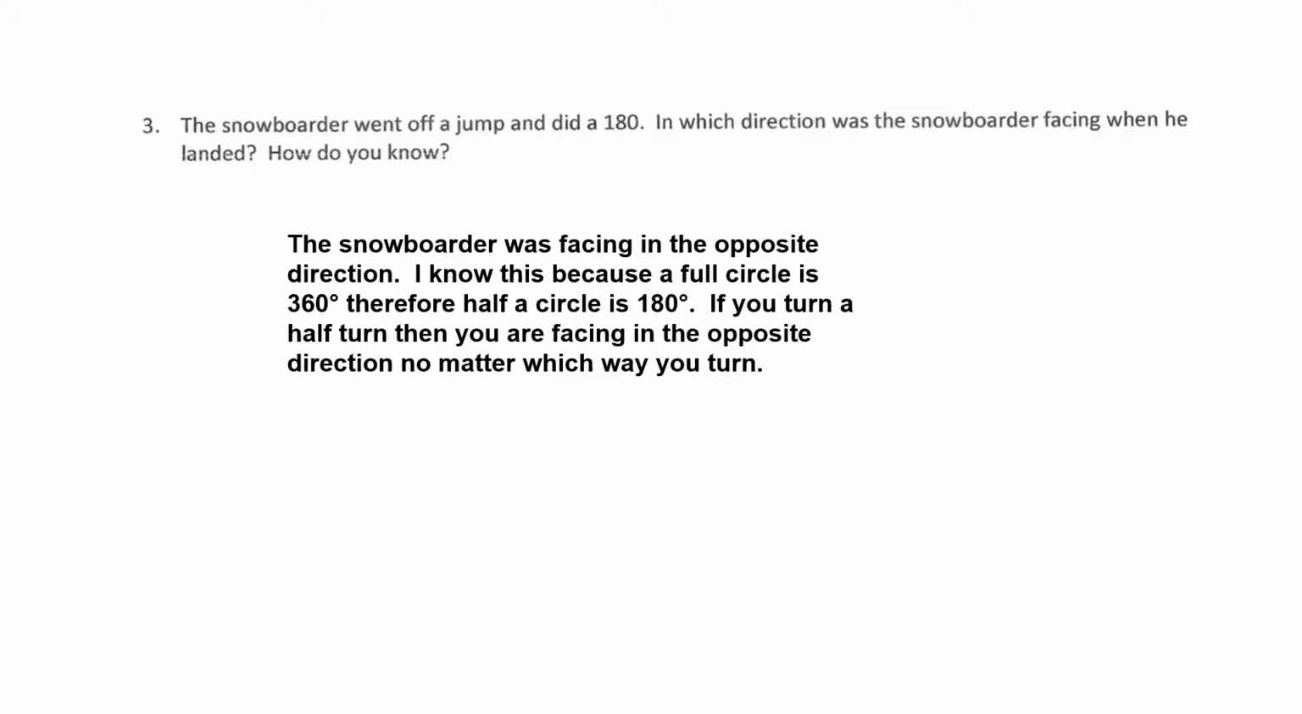The snowboarder went off a jump and did a 180. In which direction was the snowboarder facing when he landed, and how do you know? Well, if you drew a circle, 180 degrees is a half of a circle. So whatever direction he landed, he was facing in the opposite direction. I know this because a full circle is 360 degrees. Therefore, a half of a circle is 180 degrees. If you turn a half turn, then you're facing in the opposite direction, no matter which way you turn.